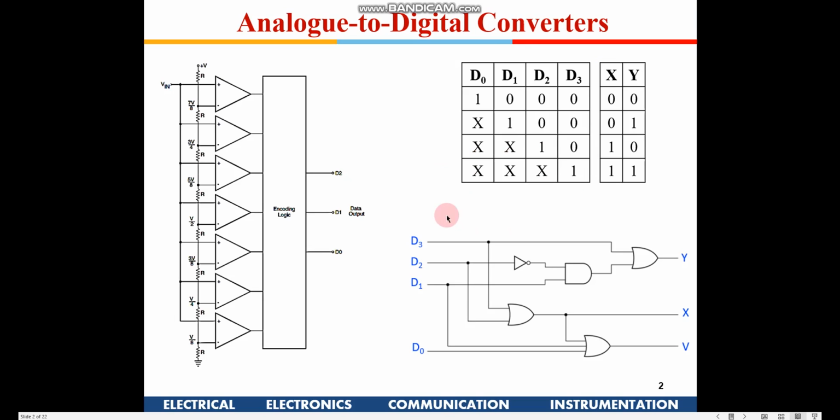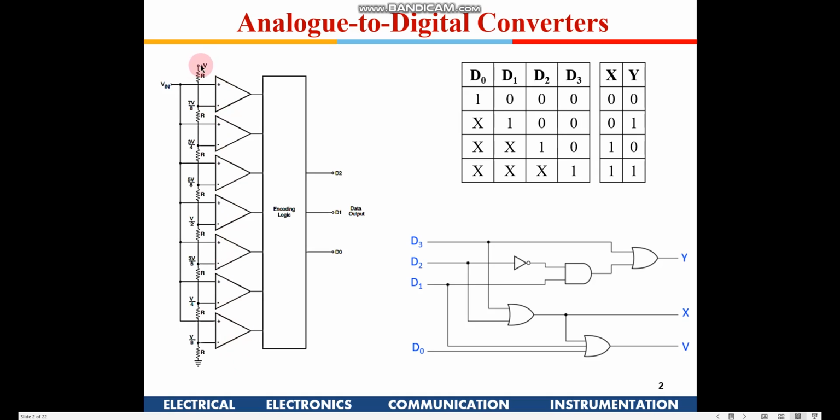If you see here, this is the simplest way of converting an analog signal to digital. These are all known as comparators. They will give an output signal 1 if the voltage level available at the plus terminal is greater than what is available at the minus terminal.